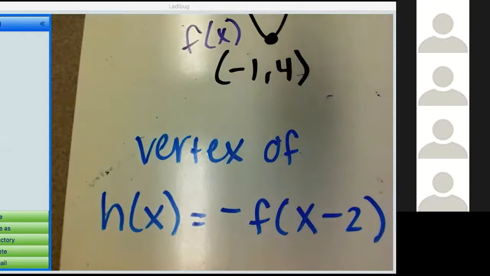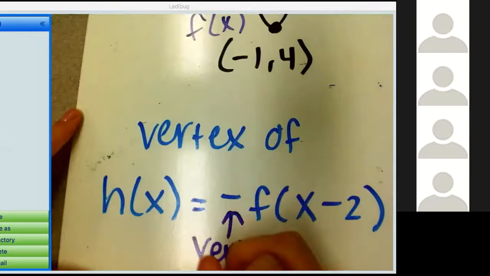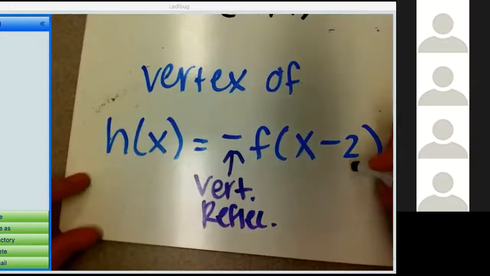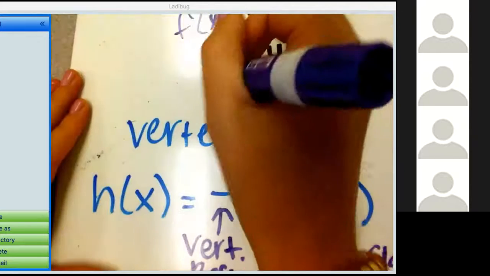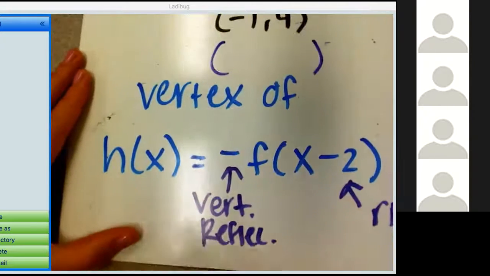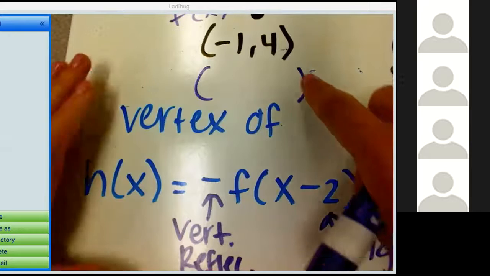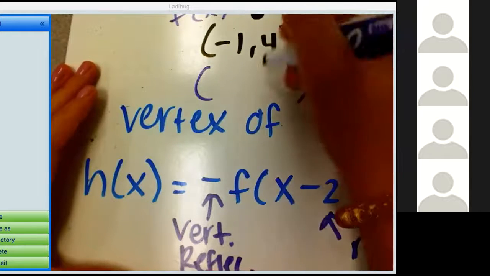All right, so for the new function h of x, does everybody agree we're going to do a vertical reflection? And then we're going to move it right 2? Y'all okay with that? Okay, so my new vertex, let's look at our old one. Let's try to do it Brady's way. If I vertically reflect it, am I affecting the x's or the y's? Y's. So my y's, instead of being at +4, are now going to be at, good, -4.